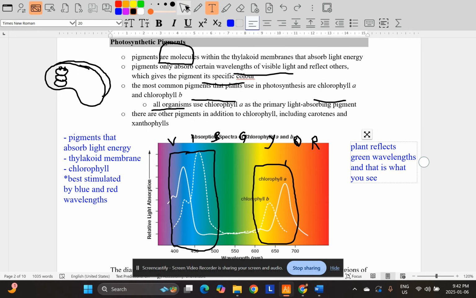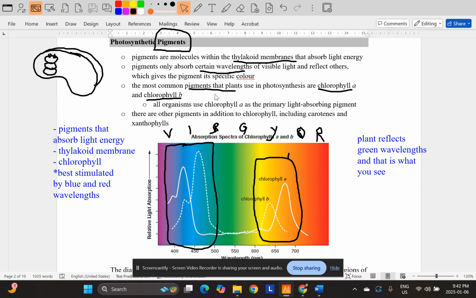Okay, so again, these pigments take in the wavelengths of light, and that stimulates photosynthesis so that the plant can make food, glucose, and oxygen, and they're best stimulated by blue and red wavelengths. The color that you see is what is reflected. So when the plant is green, green is being reflected.